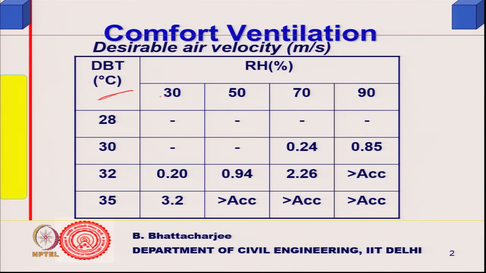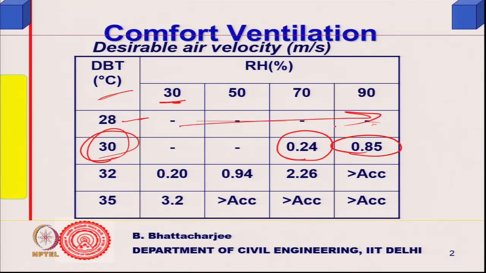Say when dry bulb temperature is 28, relative humidity you do not really require, because even at 90% additional air velocity is not required. But if it is TSI 30, I am not talking about dry bulb temperature 30, I am calculating back from TSI, a velocity of 0.24 meter per second is fine, 0.85 meter per second. As the relative humidity increases, I need higher velocity, and as the temperature increases, the desirable velocity is higher.